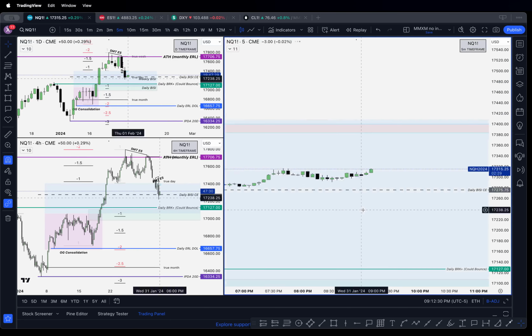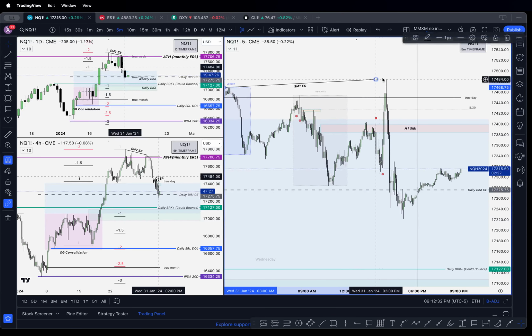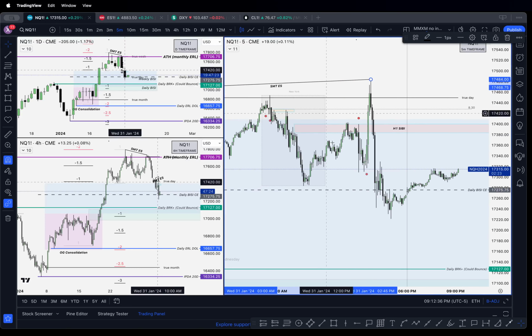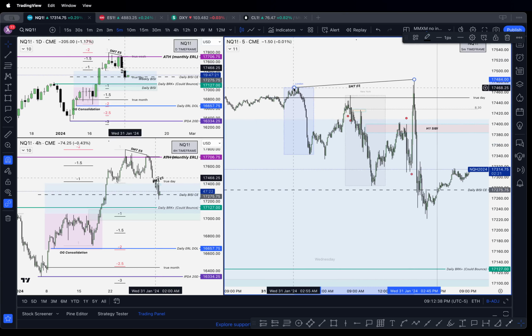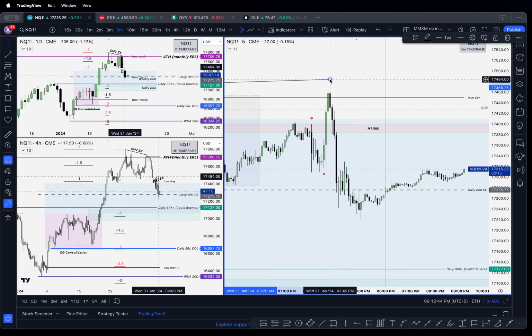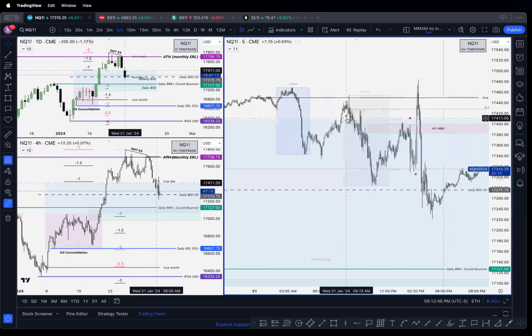So during this secondary news release at 2:30, we get this massive run up on NASDAQ, taking out all these highs, forming the SMT, and eventually coming all the way back down, right? So that was the price action. FOMC is a bitch.